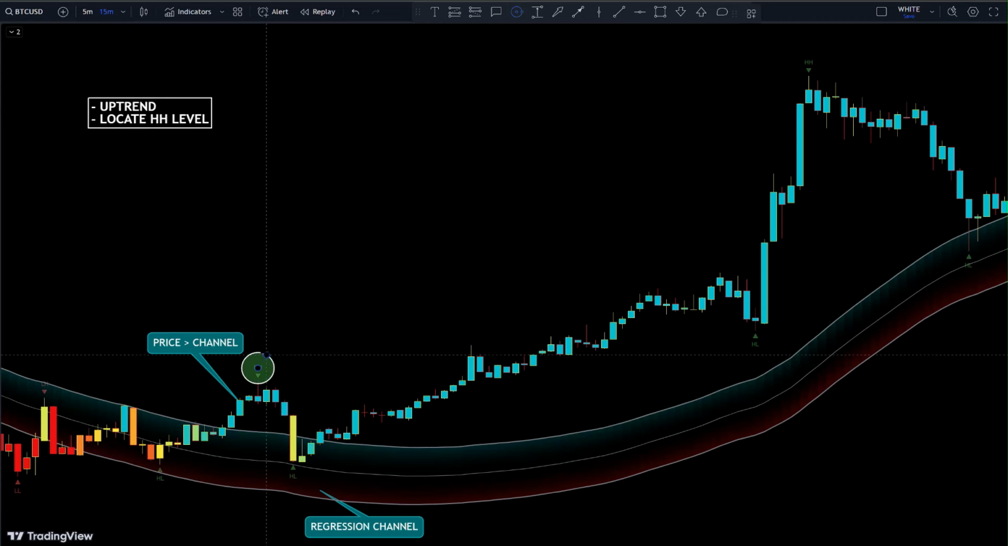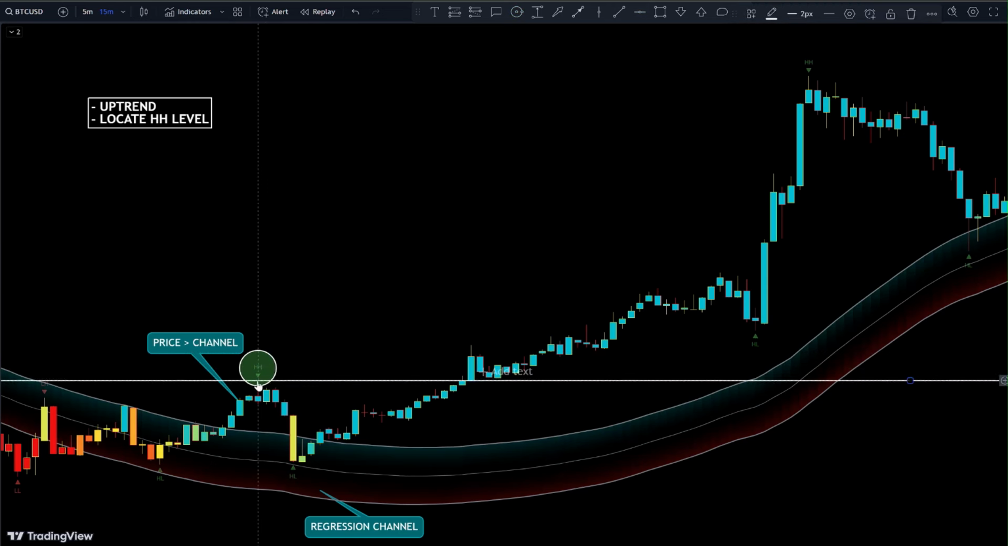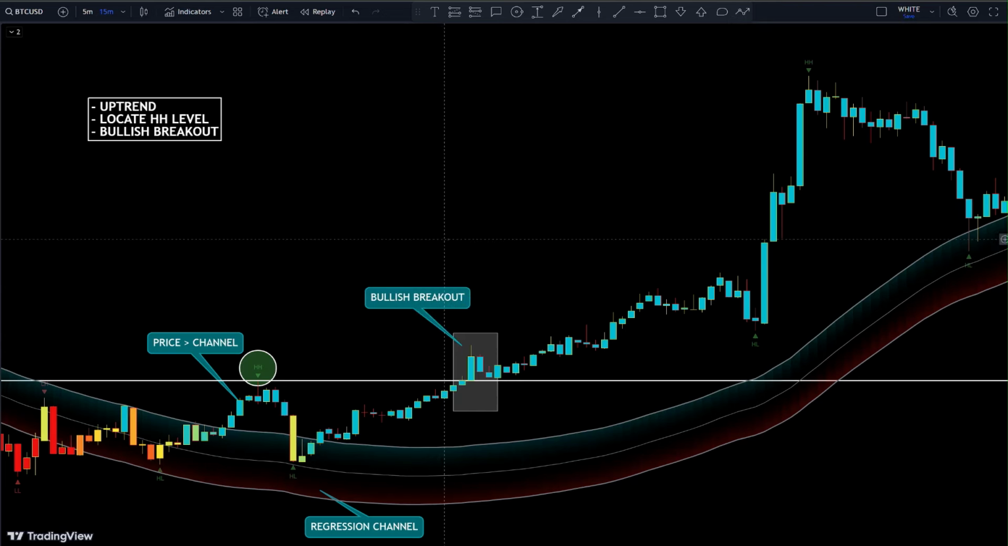This line marks our potential entry point. When the price breaks above this line, it's like a green flag waving, signaling a bullish breakout. That's our cue to jump in and buy.